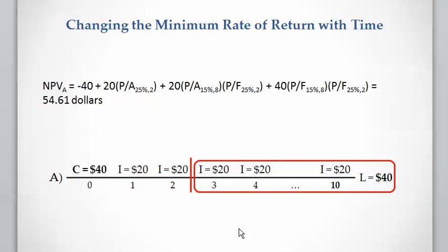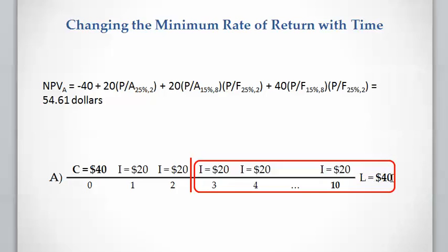And then we need to calculate the present value of payments that are happening after year 2. These payments are going to be affected by the change in the minimum rate of return. So first we need to calculate the present value of these payments at 15% rate of return to year 2, and then discount that present value for 2 years with a 25% discount rate. So here we have 8 payments of $20. We discount them to year 2 by 15%, and then we discount that by 25% for 2 years. That is going to give us the present value here.